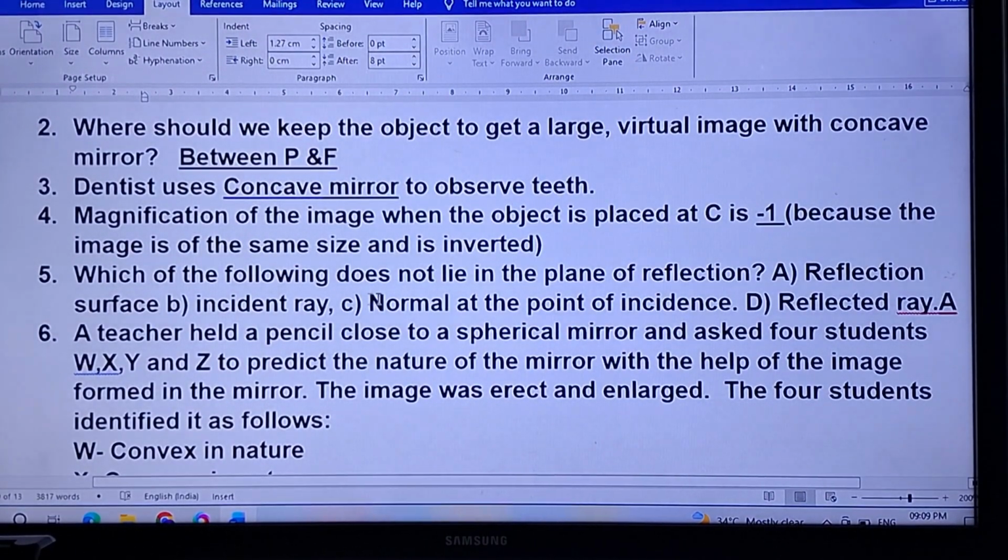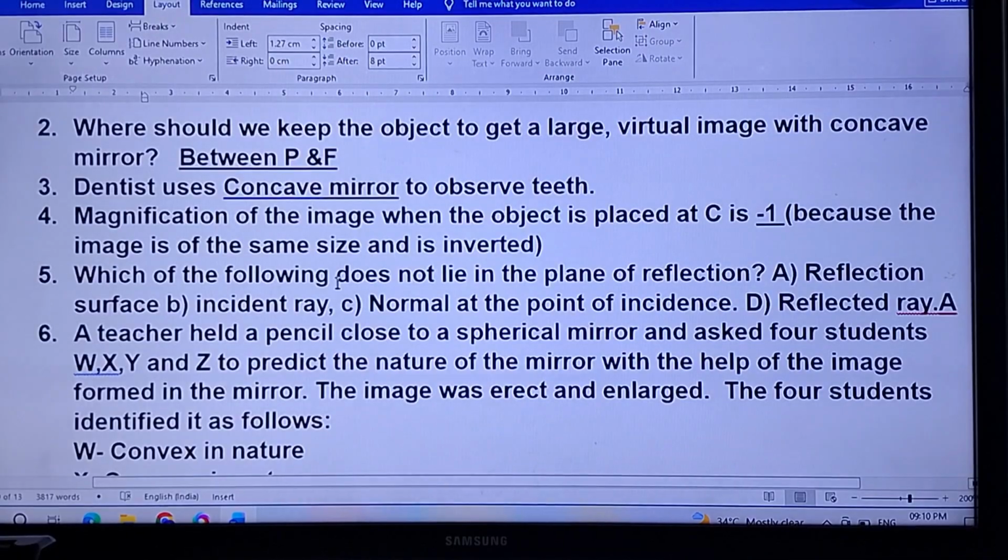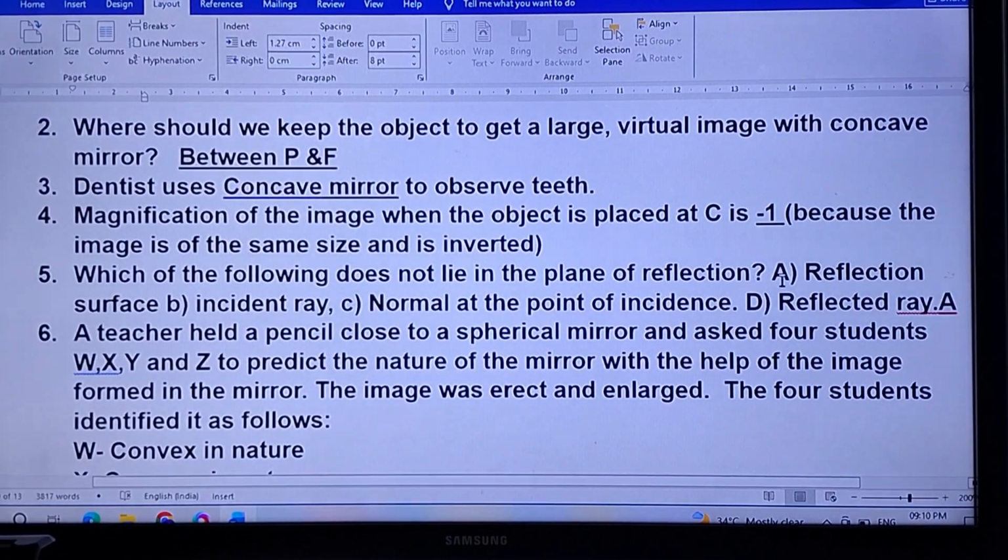Which of the following does not lie in the plane of reflection? Actually, when you remember the laws of reflection, you were talking about three rays: the incident ray, the reflected ray, and the normal ray. The incident ray is here, the reflected ray is here, the normal ray is there. All these are on the plane of reflection, but the reflecting surface will not be there. So A is the answer.